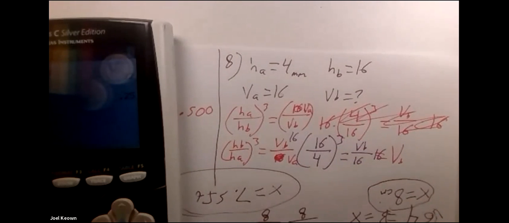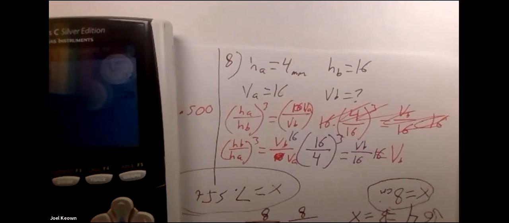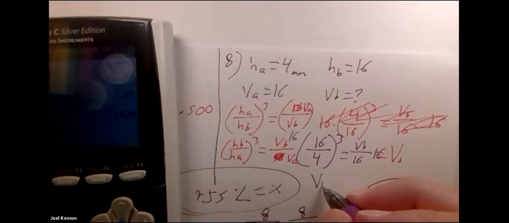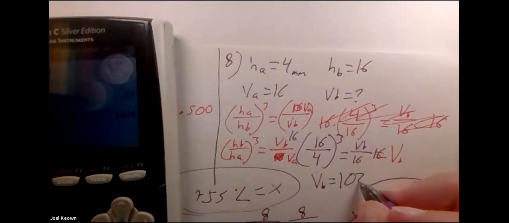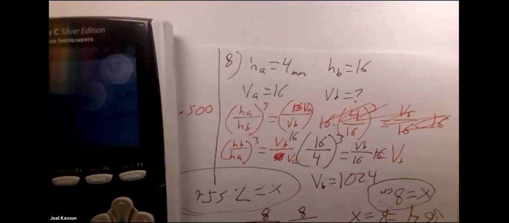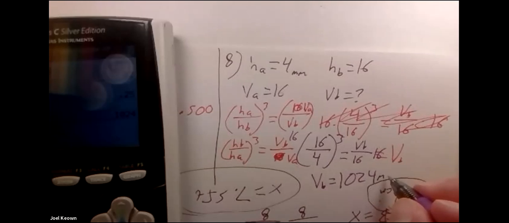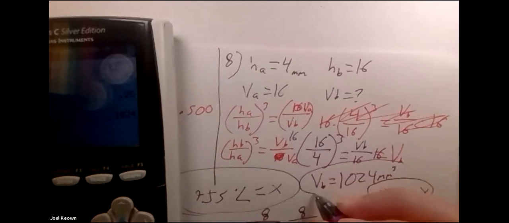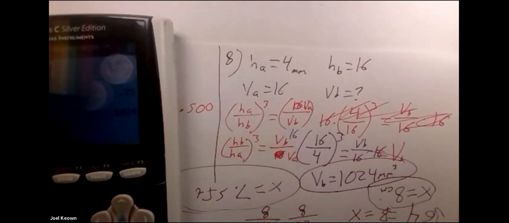So I'm going to re-plug this in my calculator. I need to change it so that it's 16 divided by 4. And there we go. I get a V of B of 1,240, and this is all in millimeters cubed. There we go. A lot of confusion there. That is the end of 11.6.